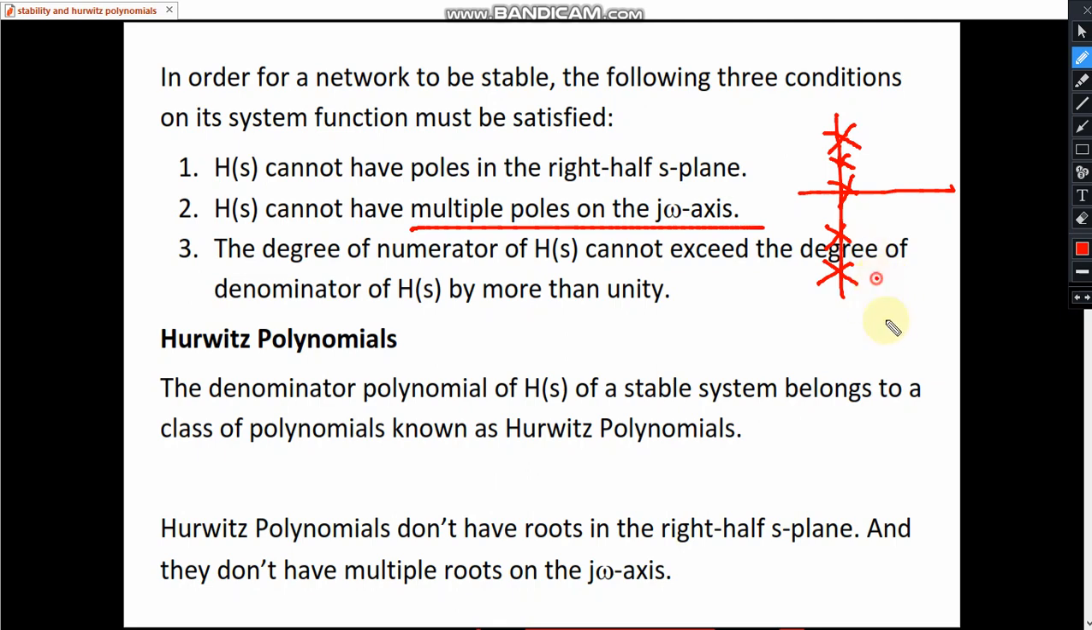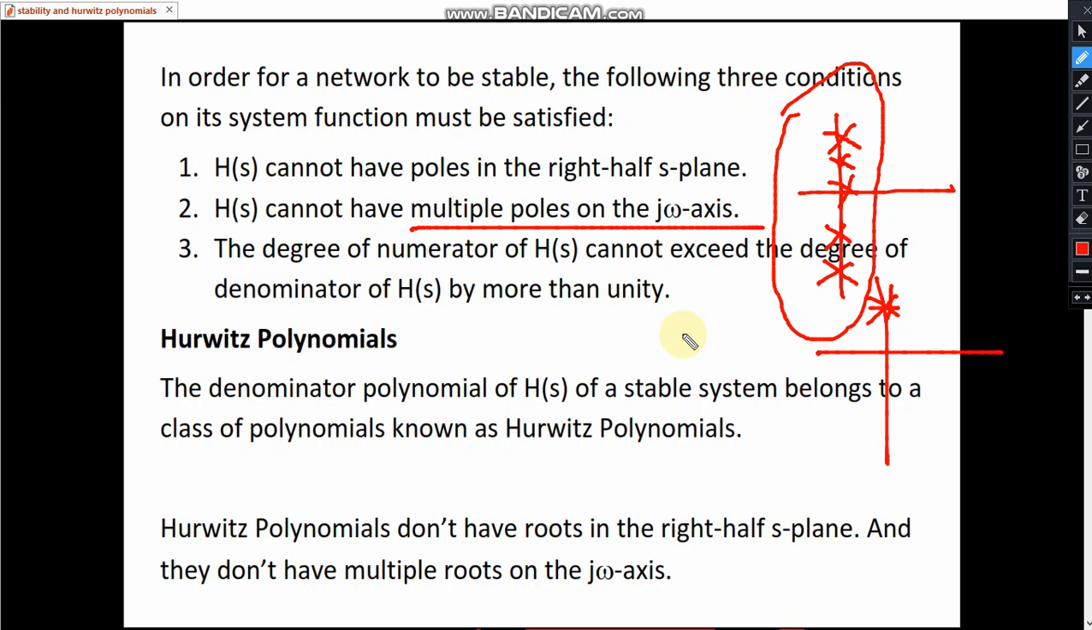Multiple poles means if suppose we have two poles at the same location, this is the case of multiple poles. This is not the case of multiple poles. So H(s) cannot have multiple poles on the j omega axis. Suppose we find that a given H(s) has a multiple pole on the j omega axis, then there is no need to check further. Simply by observing the location of the poles, and finding multiple poles on the j omega axis, we can simply say that the system is unstable. There is no need to check further.